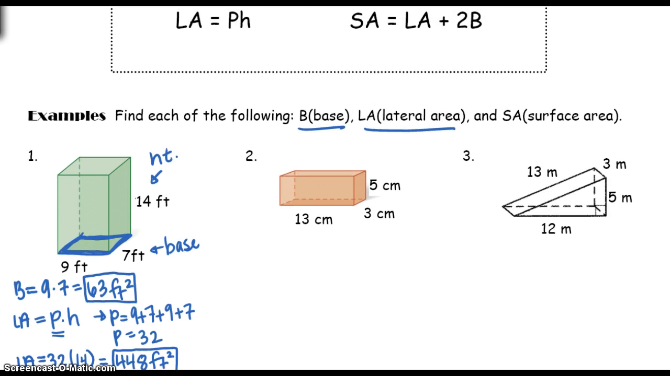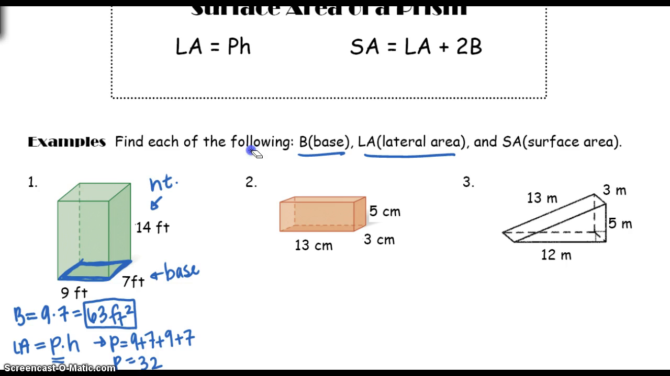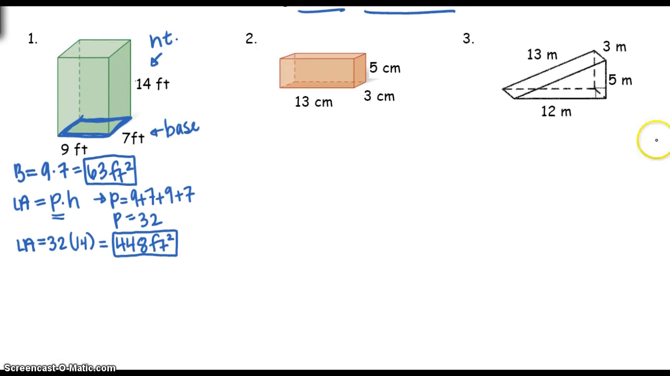All right, and then the last thing we have to do is surface area, which is lateral area plus the two bases. So for surface area, we have lateral area plus 2 bases. Now, the nice thing is we already have all this information. What's your lateral area? You just found it, 448.